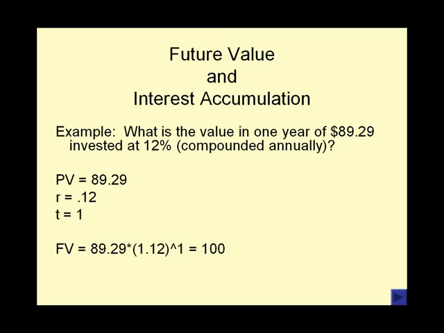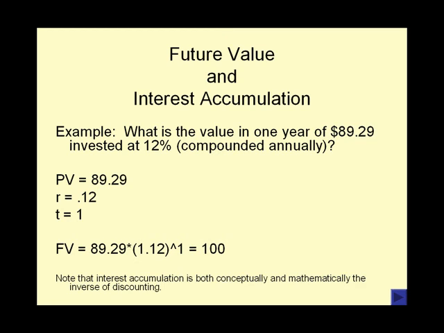So our future value calculation is $89.29 times 1.12 raised to the 1 power, and that equals $100. And the note here is that you can see that interest accumulation and discounting are both conceptually and mathematically inverse processes of each other. So if we have a present value of $89.29 invested at 12%, we're going to have a future value of $100. Or, contrarily, if we have $100 in future value and we discount that at 12%, we arrive at a present value of $89.29.